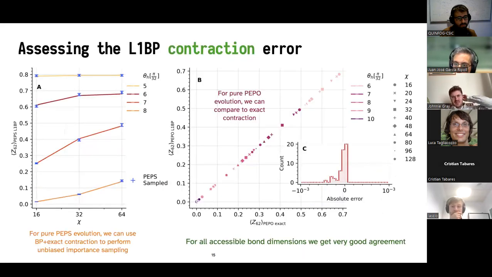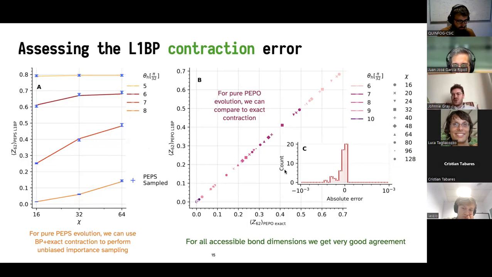The more challenging thing to assess is what error we're making in this final L1 BP contraction step. Obviously, where exact quantities are available, we see that it agrees to about 0.1% precision or something. But beyond that, we had to employ a few different methods to check this. One of those is that for a pure PEPS evolution, we can use some kind of sampling procedure to generate bit strings, and then use exact contraction of the amplitude network to perform unbiased importance sampling. It's not too important to understand this, other than it's a way to completely independently estimate certain quantities, as long as the bond dimension is not too high. And this we find is also consistent.